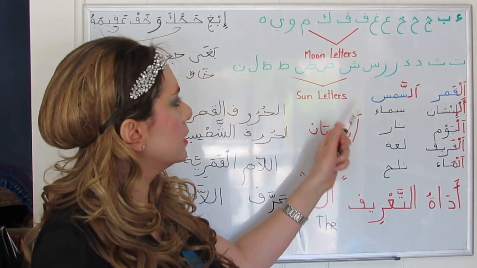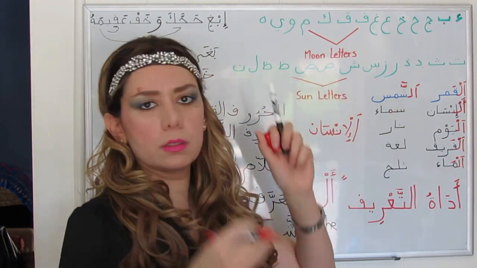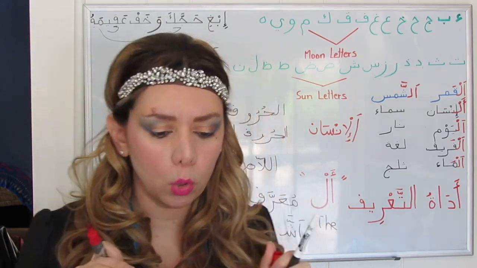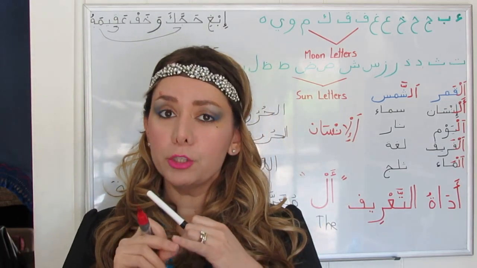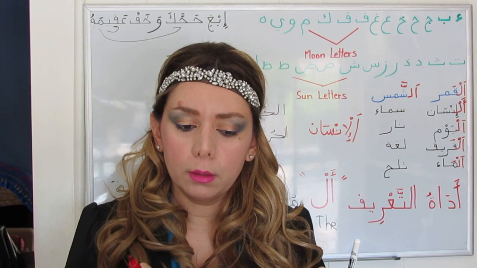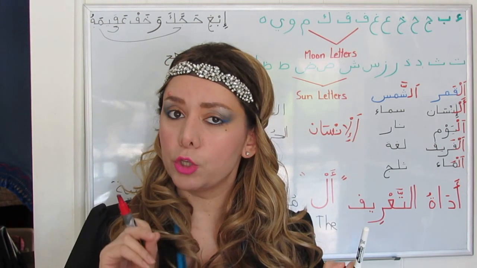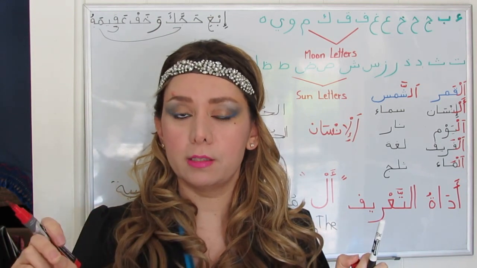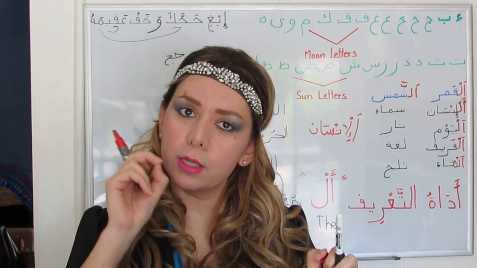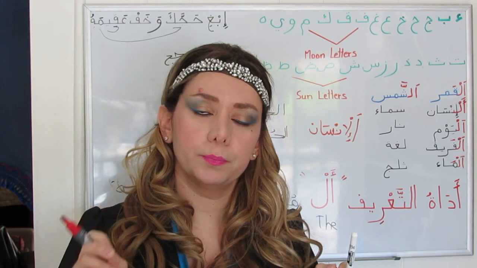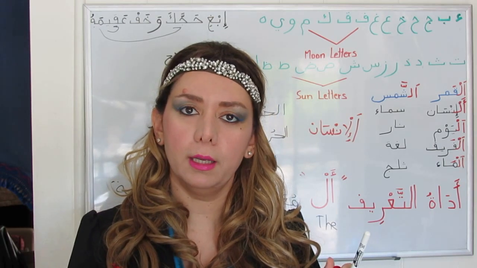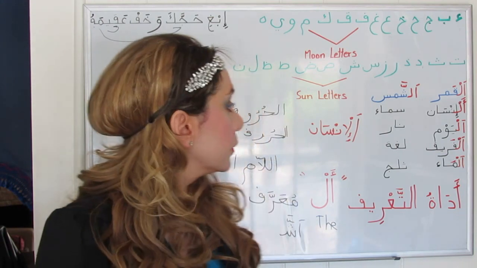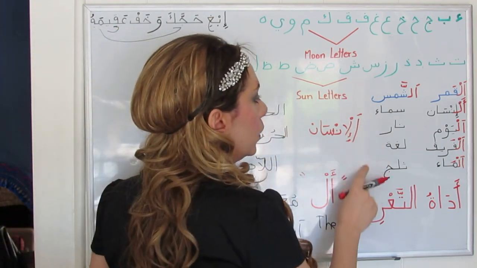Now, for the second group. Ash-shams. Lam is gone. We don't pronounce it at all. But the omission of the letter lam is only in pronunciation and not in writing. It will be there, we will just not pronounce it. Okay? So let's keep going with the other words.